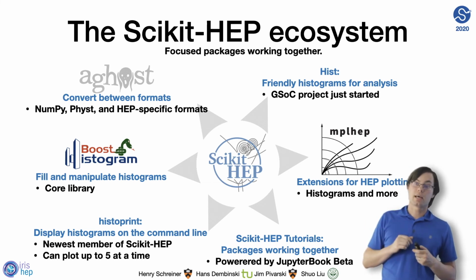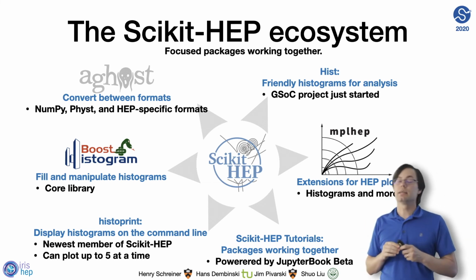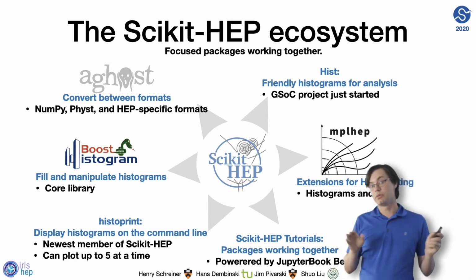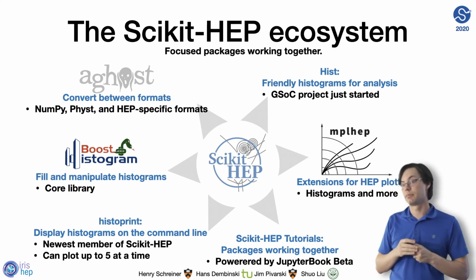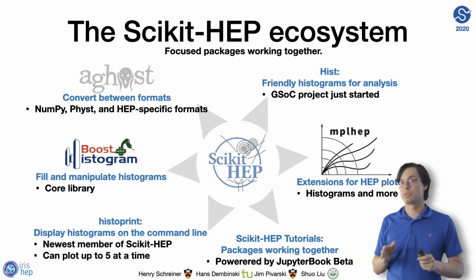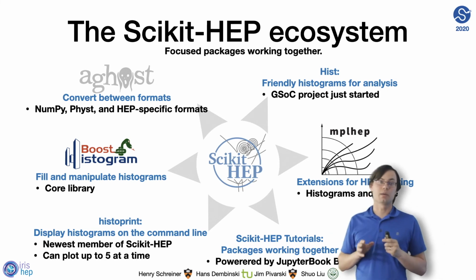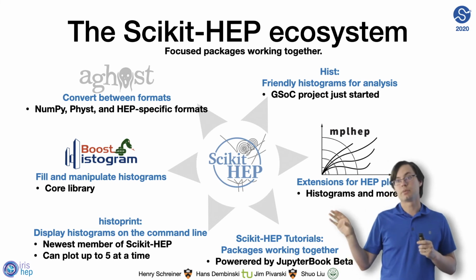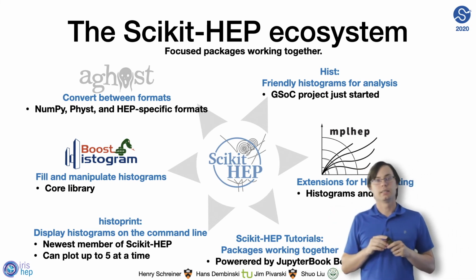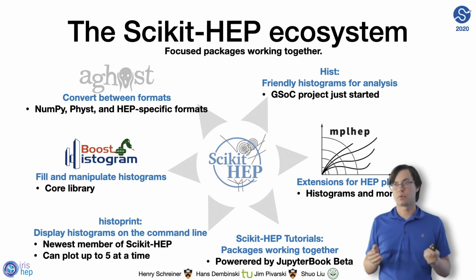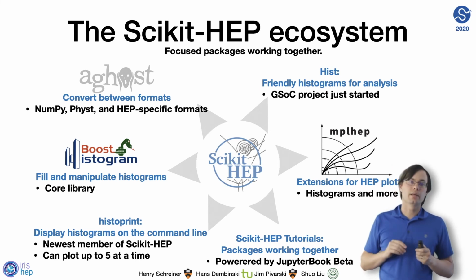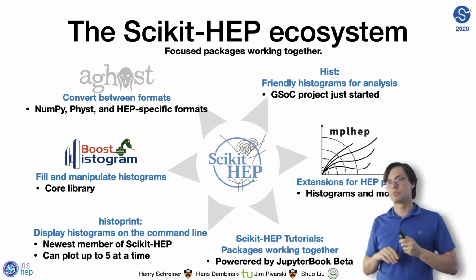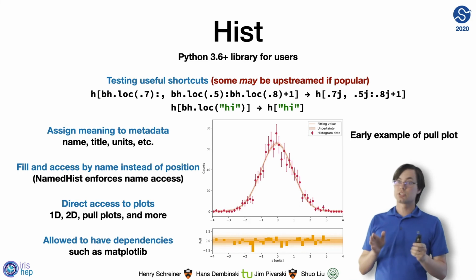And we have Aghast, which converts between different formats. It doesn't actually do any histogramming itself. We have Histoprint, brand new member of the Scikit-HEP libraries, and that does printing on a command line. So you can print up to 5 histograms at the same time, which is kind of quite neat. And then the HEP-specific parts are really put into MPL-HEP, which does plotting, and it knows how to do plots the way that we like them in HEP. And then we have a tutorial site which pulls all the different pieces and packages together and shows them working together. So let's just take a quick look at Hist.